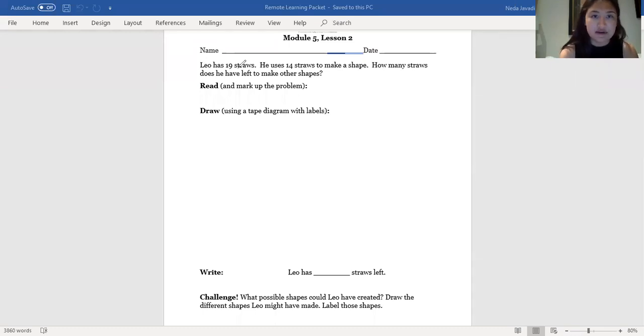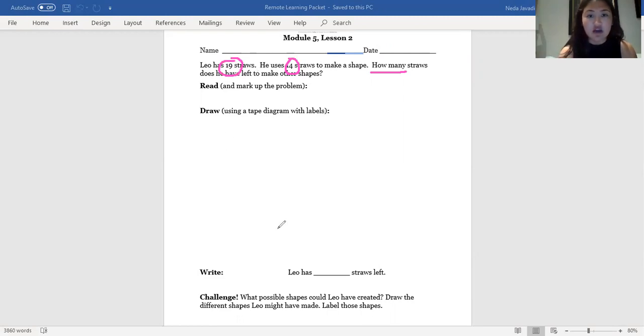Cool. If I were you, I would have marked up this number right here. I see the number 19, so I'm going to circle it. I see the number 14, so I'm going to circle it. And you see the words how many, which tell me that we're looking for a number. That's right. So the question says, how many straws does he have left? We're looking for how many left.